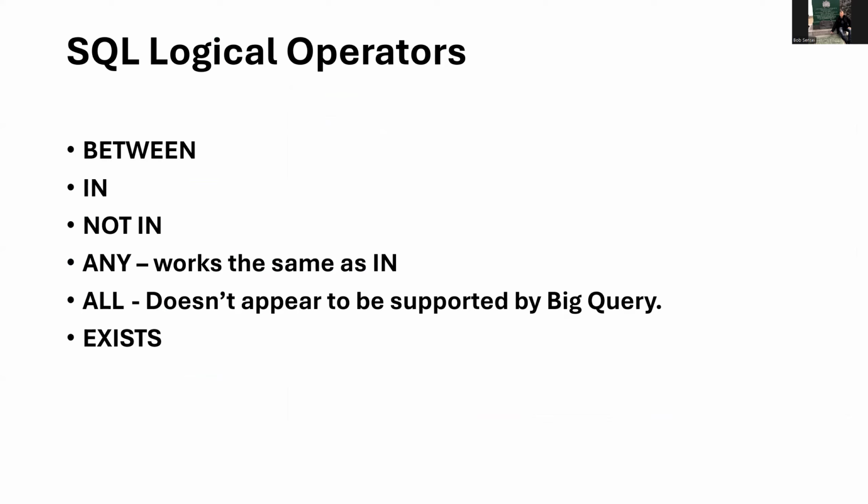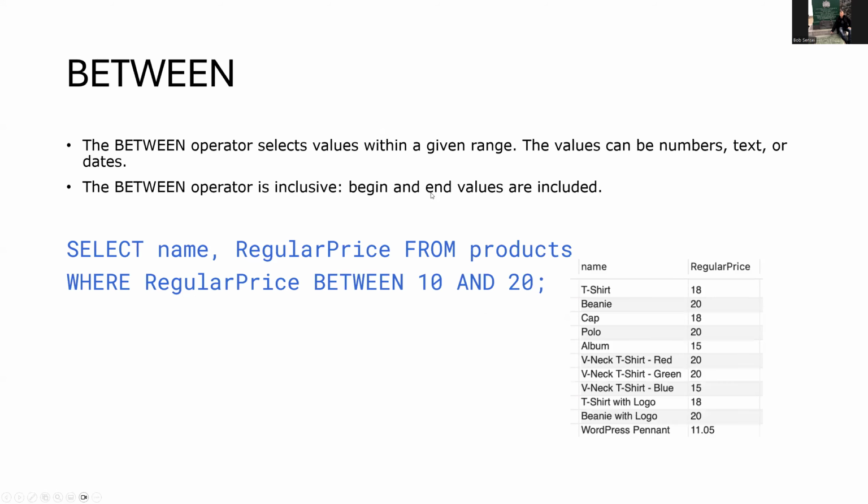There are some other ways you can put in the filters that are handy. One is the between clause, which means a column is between two values, and that's inclusive, the lower value to the higher value. In is in a list of values. Not in is not in a list of values. And there's also the any, which really works the same as in. And all is another one as well. And then exists. So let's go on, take a look.